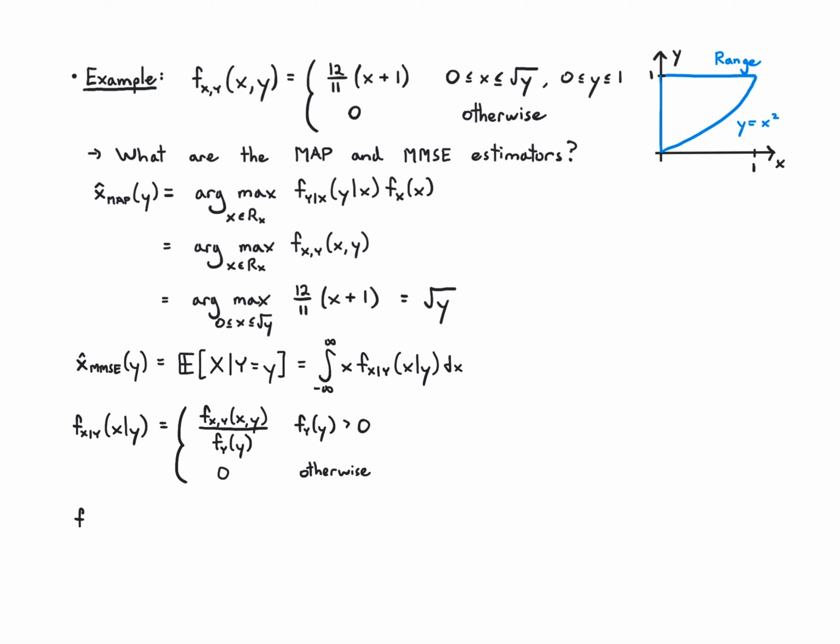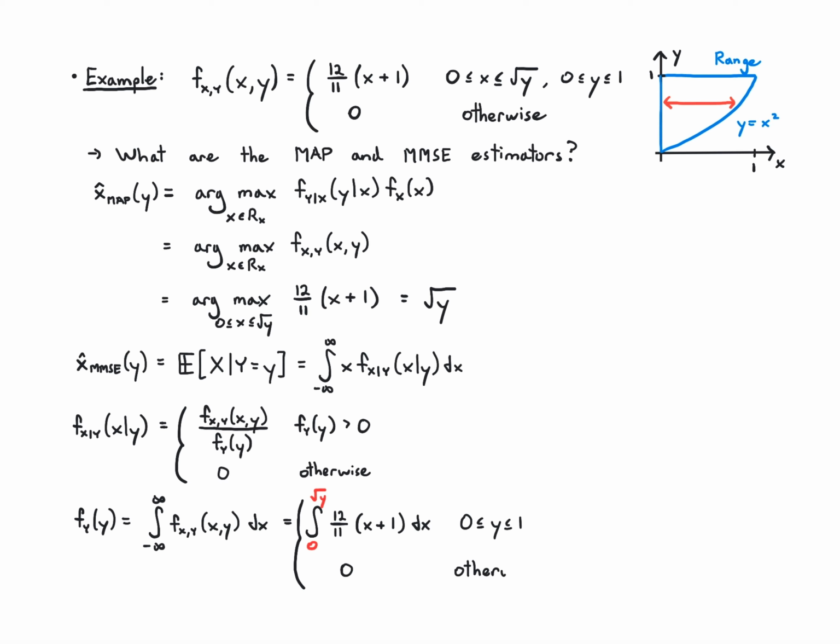Once I get that, I can go backwards. To get the marginal PDF of y, I integrate from minus infinity to infinity to take out x. That means I'm integrating from 0 to root y, because that's where x stops. I integrate the joint PDF from 0 to root y, and it turns out that gives me half x squared plus x. Plugging in root y, I get y over 2 plus root y, normalized by 6 over 11.